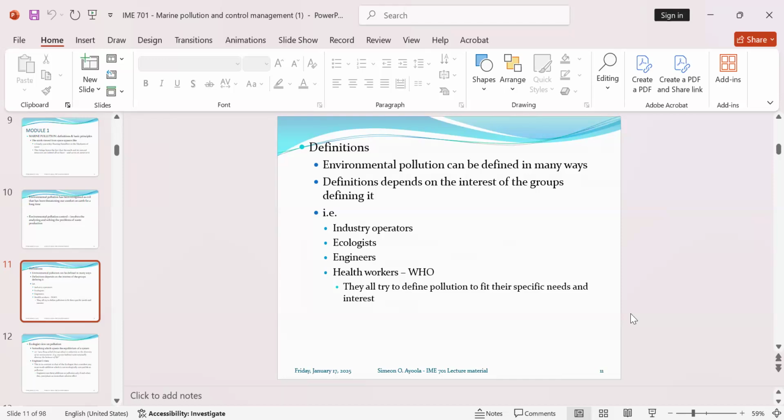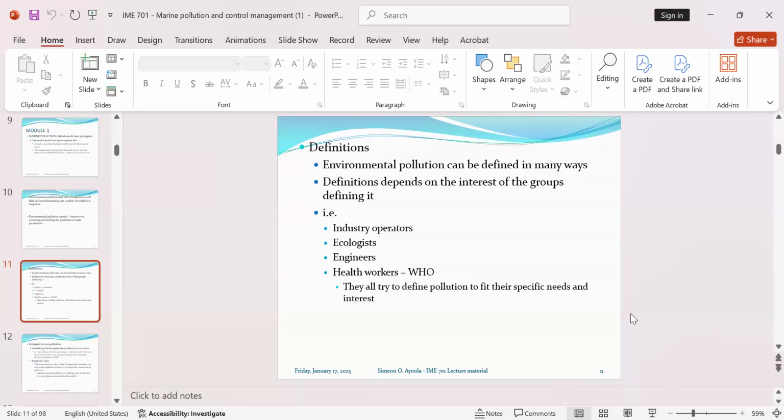Why? Because an ecologist wants to protect the ecosystem, the organisms. He doesn't want any organism to become extinct, to the extent that there will be a kind of distortion in the food chain.